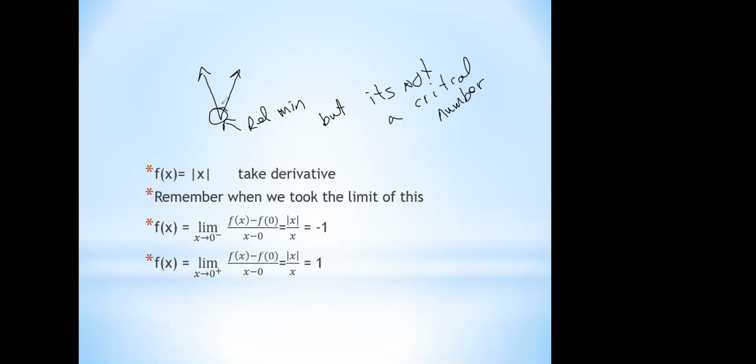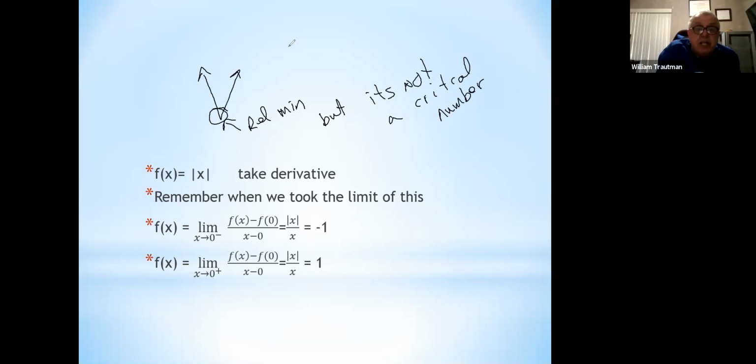Because it doesn't have a limit? Yeah, exactly. Remember we said you can't take the derivative of sharp points. There were three things we couldn't take derivatives of. One of them was a very sharp point, like the absolute value function. We tried to take the derivative using limits, and we ended up approaching from the left -1, approaching from the right +1. So they don't approach the same number, so there's no derivative at this point.